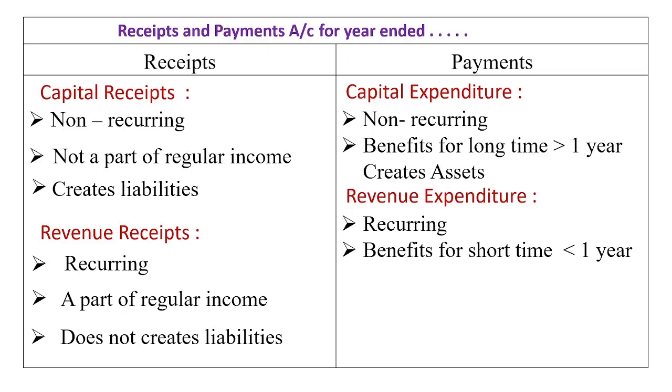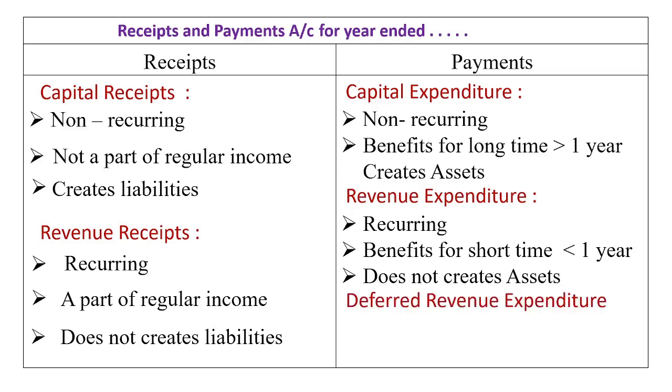For example, suppose we have made a payment of an electricity bill, then the payment of the electricity bill gives benefit only for a month. So that is revenue expenditure. And last thing is that it does not create assets. See, आपण इलेक्ट्रिसिटी बिल भरतो, मग त्यामुळे आपल्या काही ॲसेट्स निर्माण होत नाही, किंवा आपण रेंट पेड करतो त्याच्यामुळे आपली काही ॲसेट्स निर्माण होत नाही. सो दे आर रेव्हेन्यू एक्सपेंडिचर.